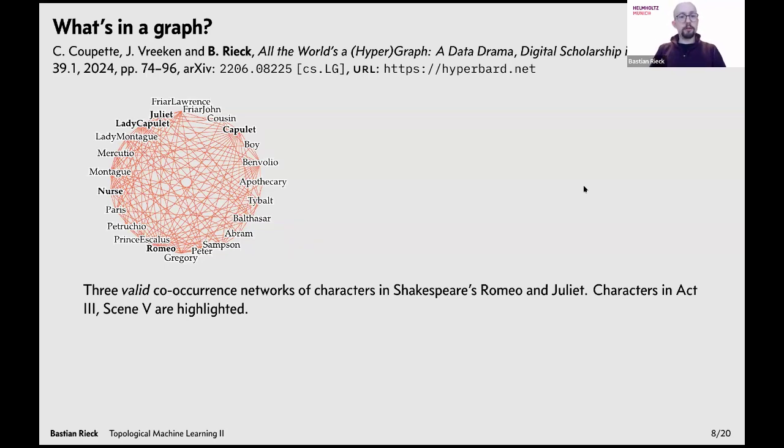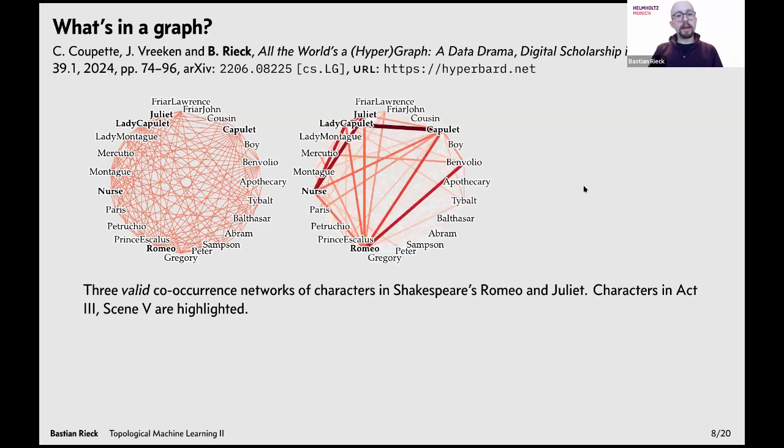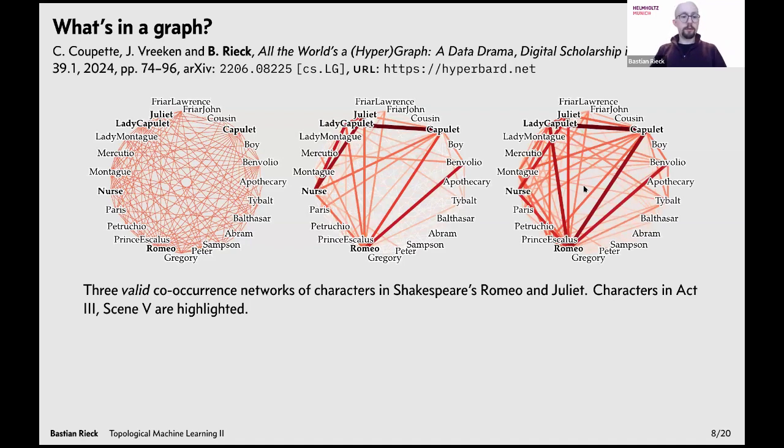I urge you to read the paper to find out which ways are specifically useful. But what we found is that there's multiple ways of constructing this. And if we do this, let's take a look at 3 different co-occurrence networks. All of them are valid in the sense that all of them measure some kind of co-occurrence.